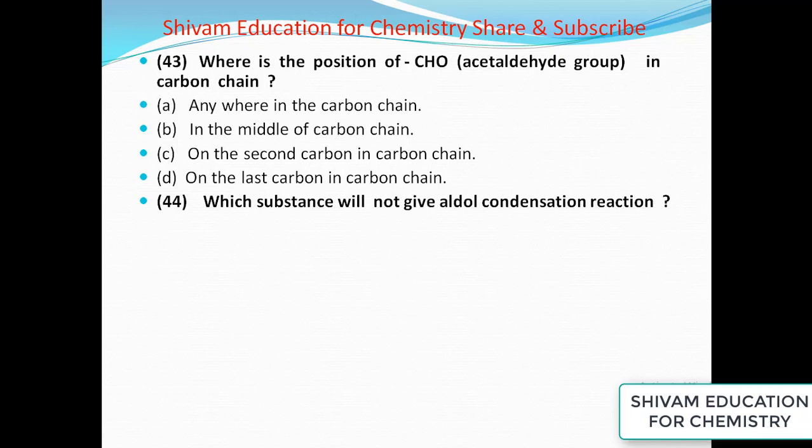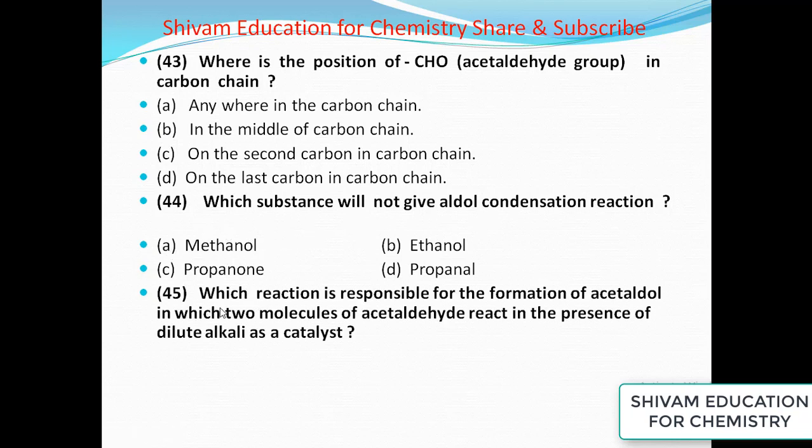Now question number 44. Which substance will not give aldol condensation reaction? इनमें से कौन सा substance aldol condensation reaction नहीं देगा? और we know that aldehyde as well as ketone giving us aldol condensation reactions. तो इनमें से aldehyde कौन सा नहीं है? Then option A, methanol is not aldehyde or a ketone. It is alcohol. So according to us, it will not give aldol condensation reaction, then answer will be A, methanol.